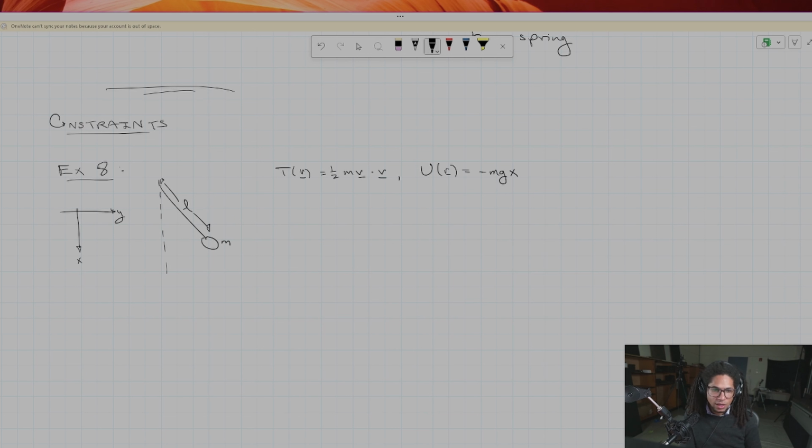The answer is that this problem, while it is 2D, is constrained to one-dimensional motion. The only place that the pendulum can move is on this circle of radius L. So I might as well parameterize it by something else. So let me use the angle theta that this makes with the vertical. Now you see why I've oriented my x-axis in this strange way. I can now use polar coordinates with my r coordinate fixed at the value of L.